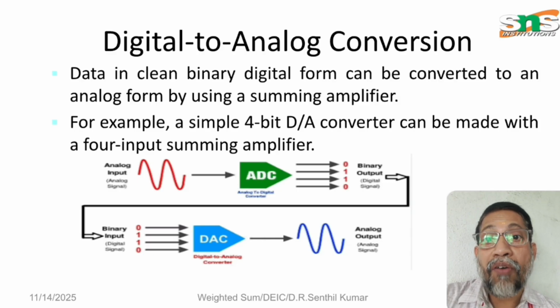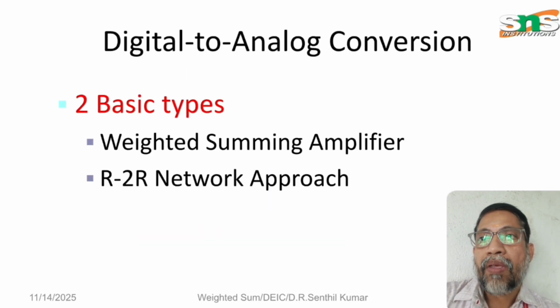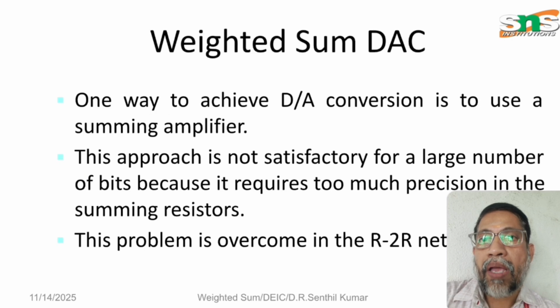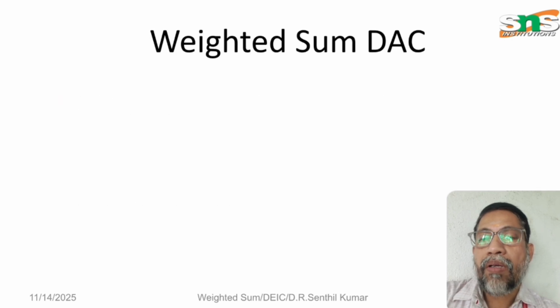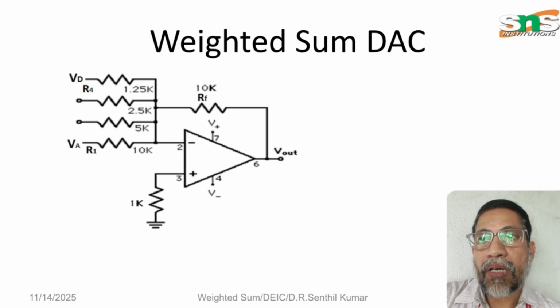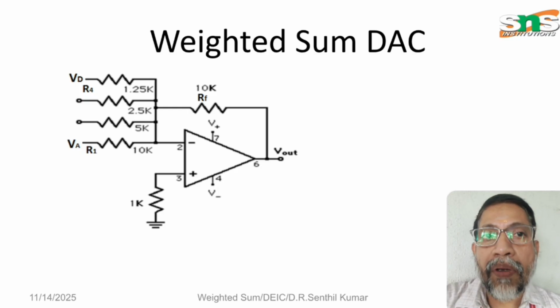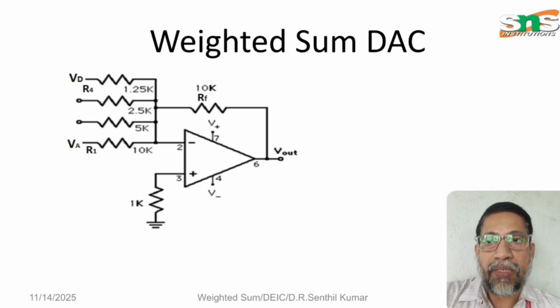Let me consider a 4-bit DAC converter. The diagram shows a DAC in blue color, where the 4-bit digital input is converted into an analog waveform signal. Weighted summing amplifier. This is the circuit diagram of a simple weighted sum DAC.